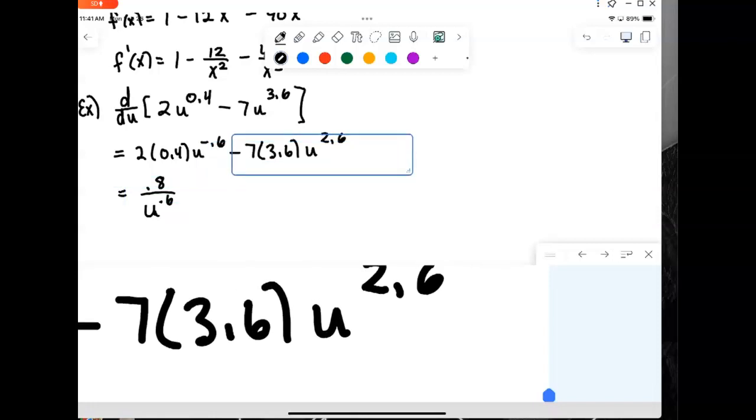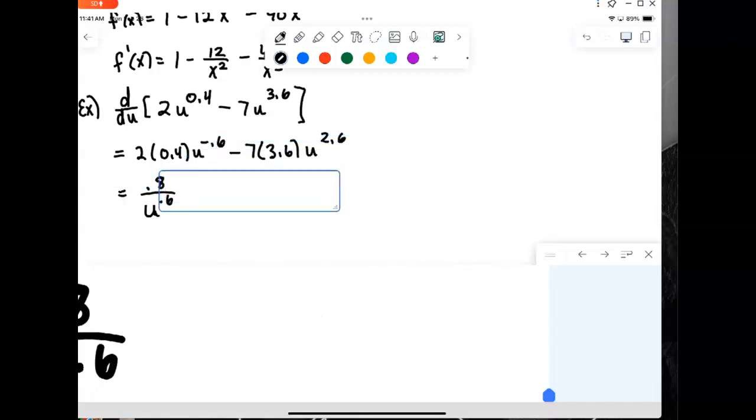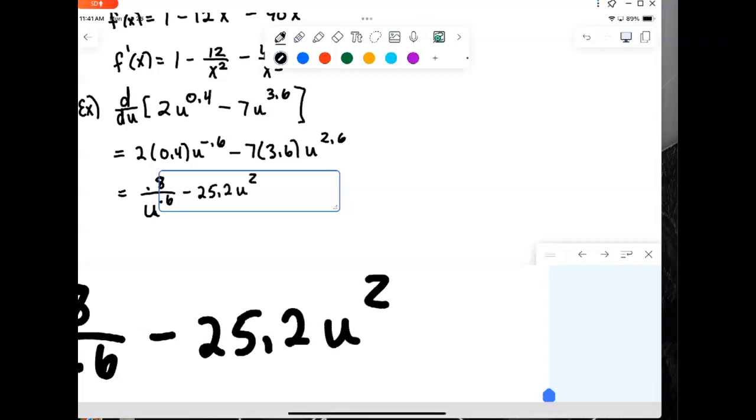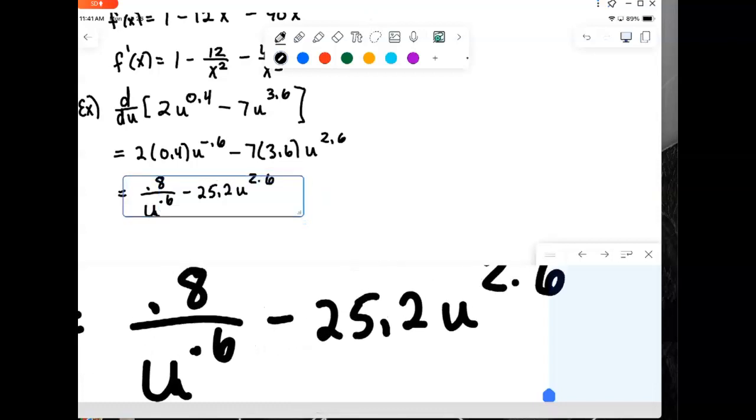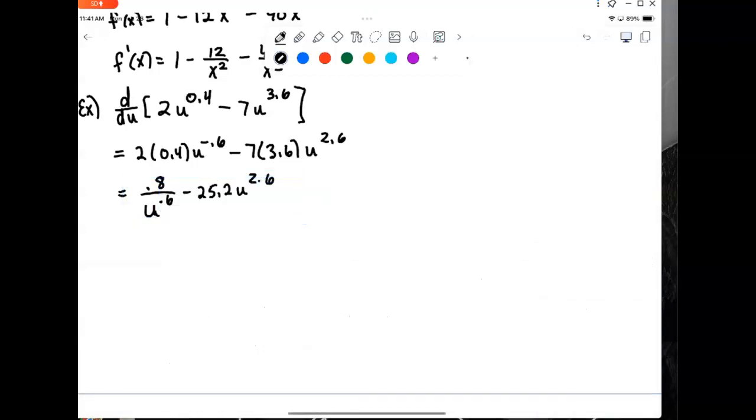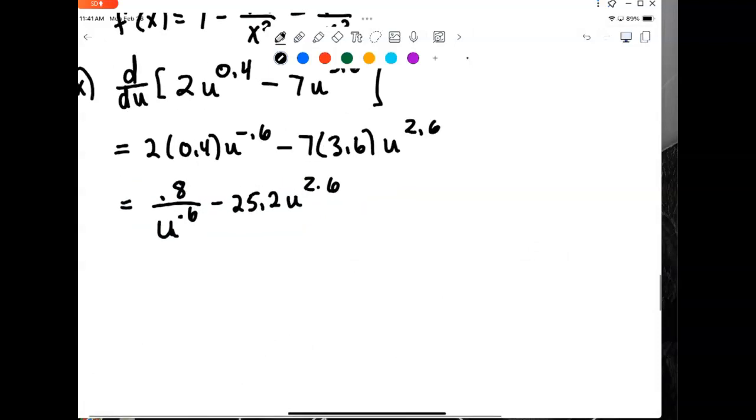And then here we just multiply out 7 and 3.6. Might actually be 25.2. And then u to the 2.6. And so there's our answer. Not the prettiest answer in the world, but sometimes we have some that can look pretty bad sometimes. So that kind of stuff happens.